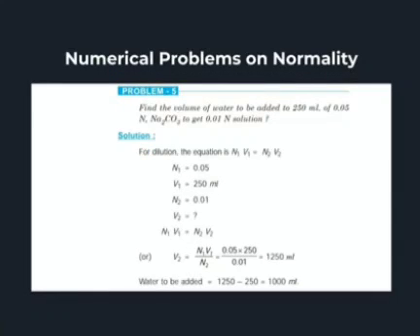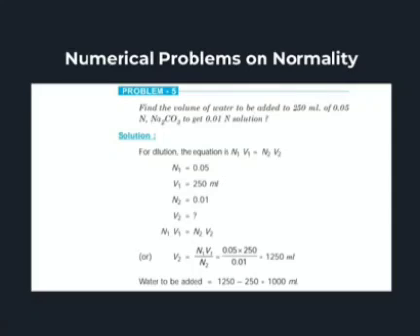Problem number 5. Find the volume of water to be added to 250 ml of 0.05 normal Na2CO3 to get 0.01 normal solution. Here the normality relation for the diluted solutions is N1V1 equal to N2V2. First, the given data is N1 is equal to 0.05 normal, V1 is equal to 250 ml, N2 is equal to 0.01 N. Here we have to find out V2.